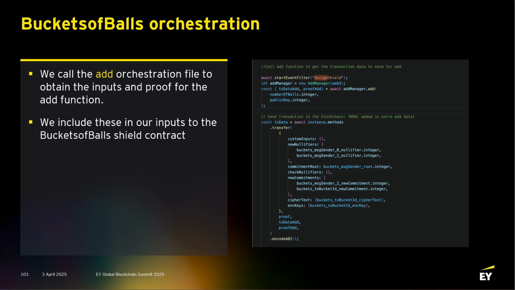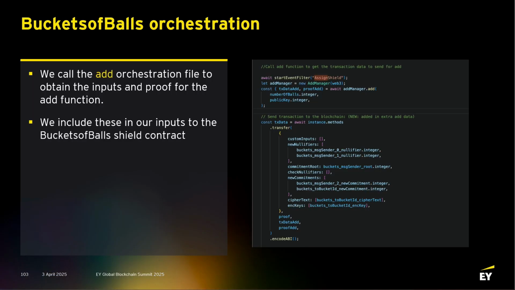Okay, so we don't make any changes to the assign shield contract because this is an already deployed contract. We don't want to be making any changes to this, otherwise we can't use anything that's already been deployed.